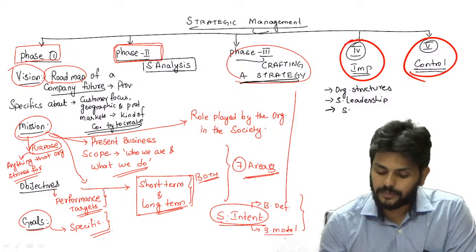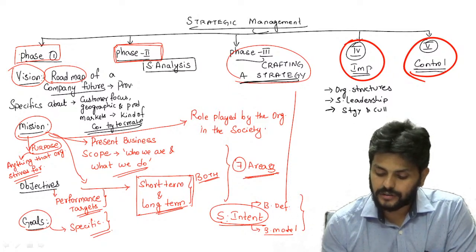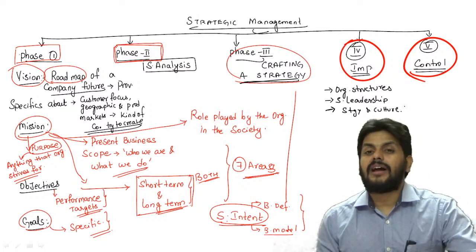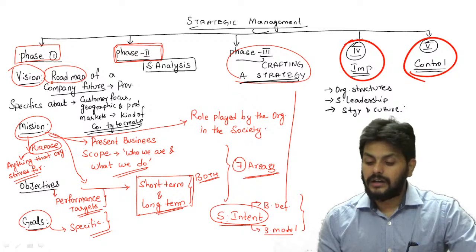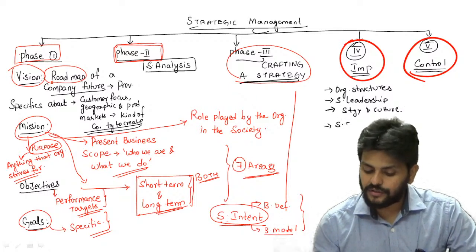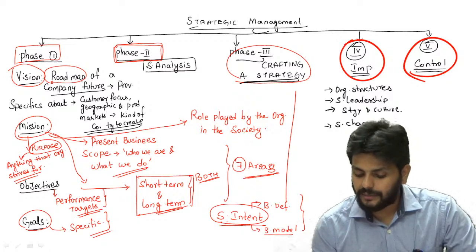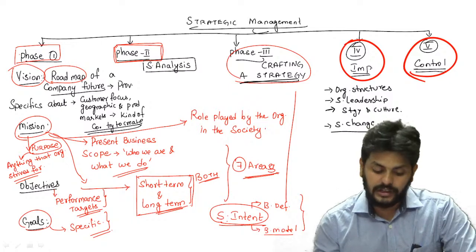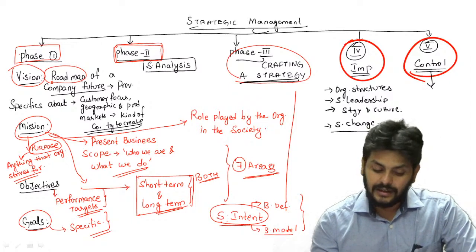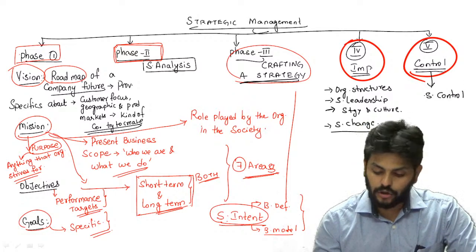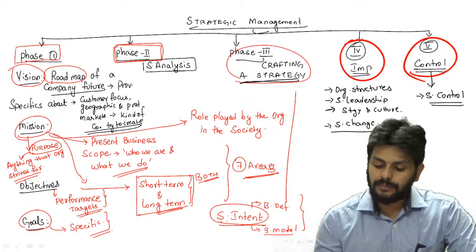Then we have the concept of strategy and culture. These are the major parts of our discussion in this phase 4. Then we will also obviously discuss strategic change. We have to bring about a change, and how will you bring about the concept of strategic change. And then lastly, the aspect of strategic control. The last step is control.